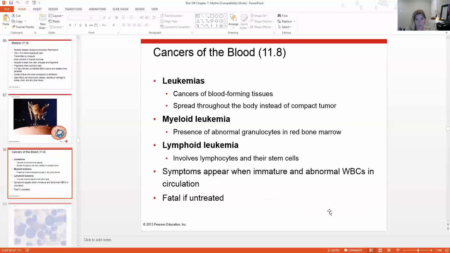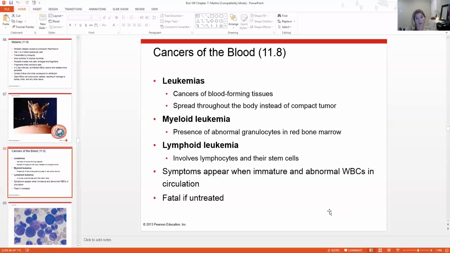There's our mosquito. There's also cancers related to our blood. Leukemias are cancers throughout our blood dealing with our white blood cells. They can affect our blood-forming tissues and spread throughout the body. Myeloid leukemia is when the abnormal granulocytes are forming in the red bone marrow. Lymphoid leukemia is involving the lymphocytes in their stem cells. Symptoms will generally appear when there's abnormal white blood cells in circulation, and the symptoms can be very general. You can just get sick a lot. Oh yeah, I get sick a lot, but that's because I work around kids, or that's because I don't wash my hands, or whatever.